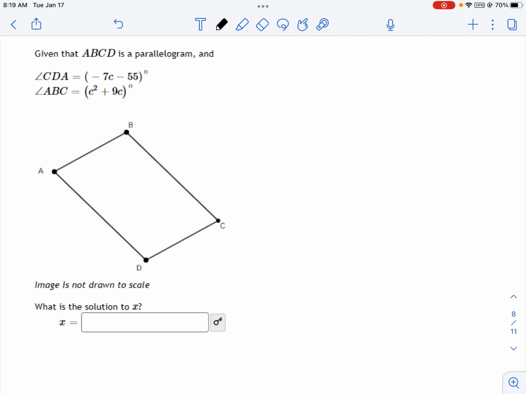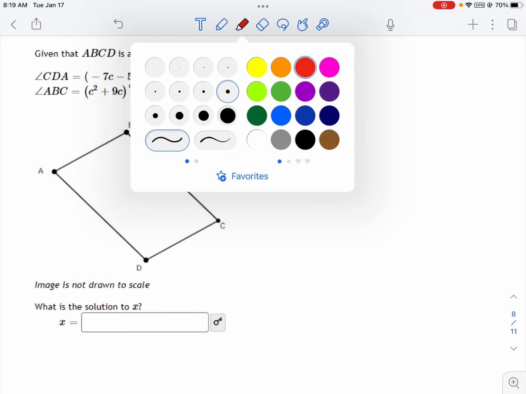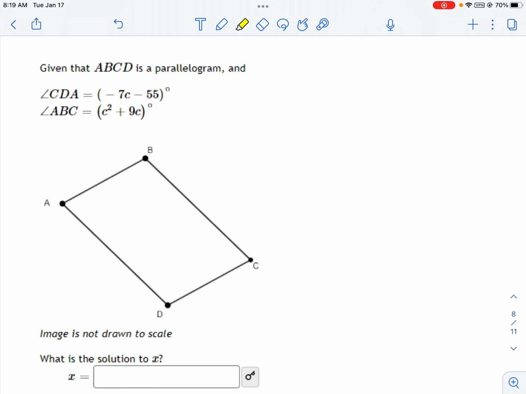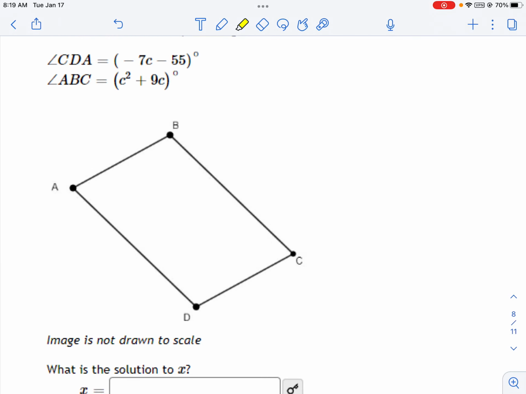So we have angle CDA. Now, that doesn't mean that angle C, angle D, angle A are all equal to each other. This is a specific notation that says angle C, D, A. Which angle is that talking about? The only angle between C, D, and A, that's that single portion right there. That is angle CDA down there.